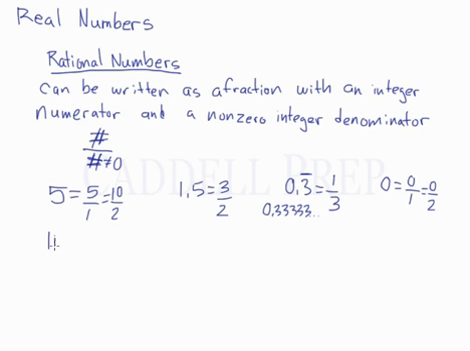Okay, so now we'll go over irrational numbers. Irrational numbers are simply numbers that are not rational. So they can't be written as a fraction with an integer numerator and a non-zero integer denominator. Two examples would be square root of 5 and also pi.